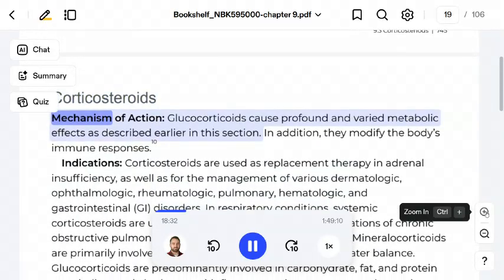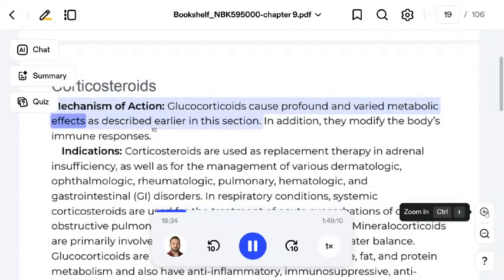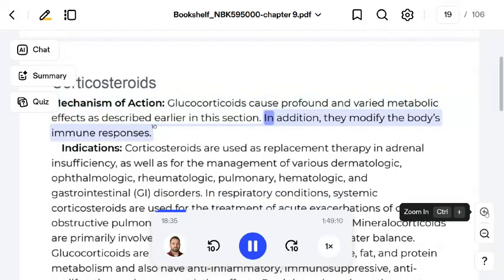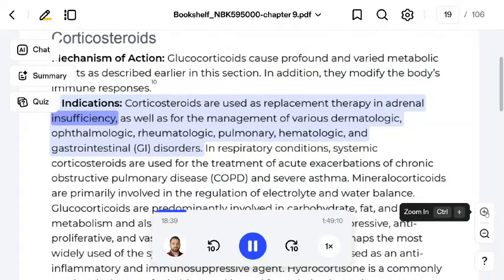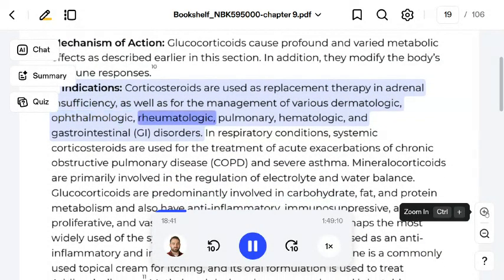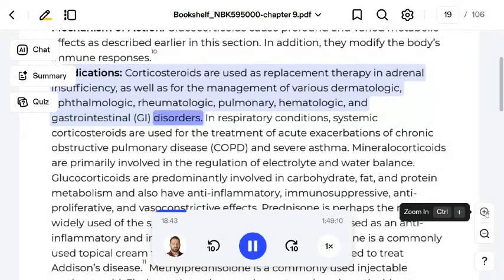Corticosteroids. Mechanism of action. Glucocorticoids cause profound and varied metabolic effects as described earlier in this section. In addition, they modify the body's immune responses. Indications. Corticosteroids are used as replacement therapy in adrenal insufficiency, as well as for the management of various dermatologic, ophthalmologic, rheumatologic, pulmonary, hematologic, and gastrointestinal disorders.